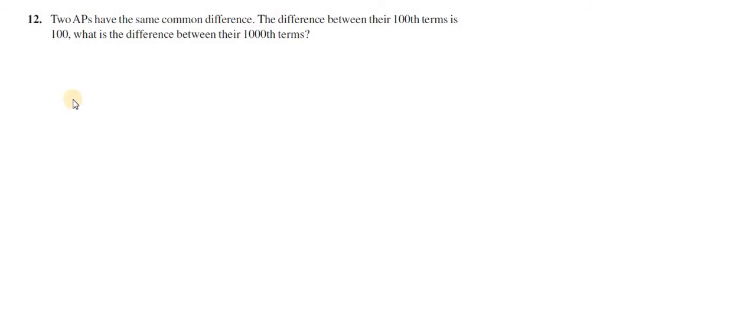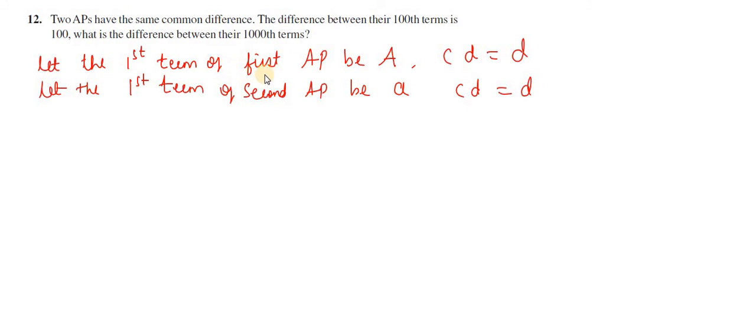So now what we can do here, let the two APs be given. Let the first term of the first AP be A, and the common difference is D. And let the first term of the second AP be small a. Then the common difference is also D, because the common difference is the same in all the cases. The difference between their 100th terms is 100.